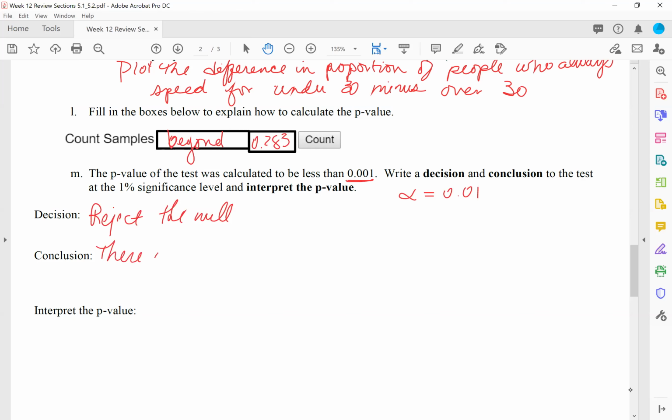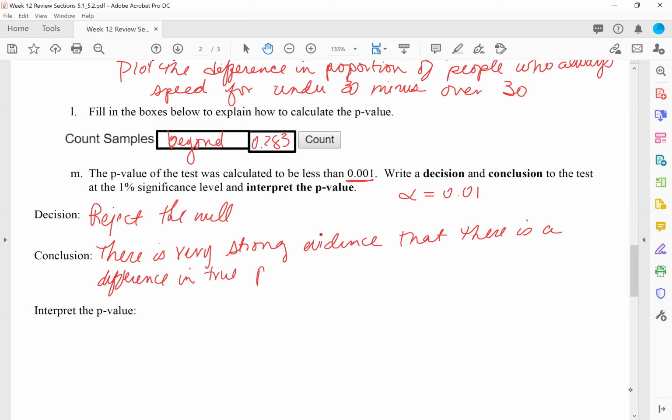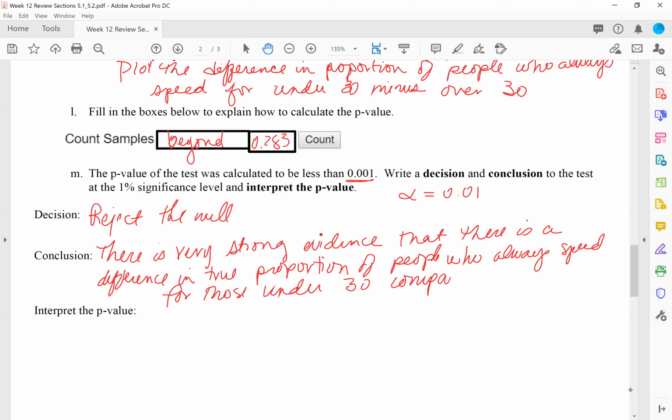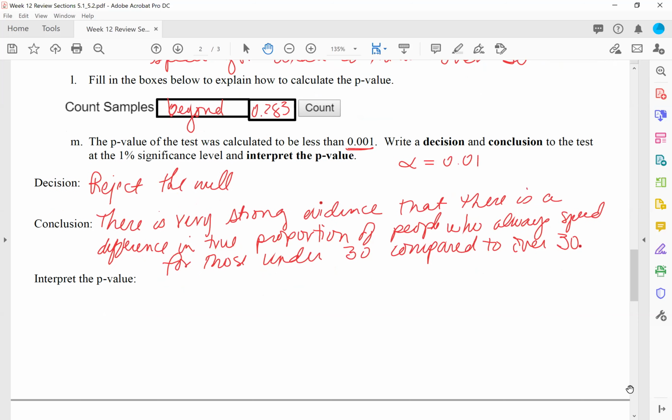So when we write a conclusion, we write it in terms of the alternative. So there's very strong evidence that there is a difference in true proportion of people who always speed for those under 30 compared to over 30, because we always write conclusions about our alternative hypothesis.